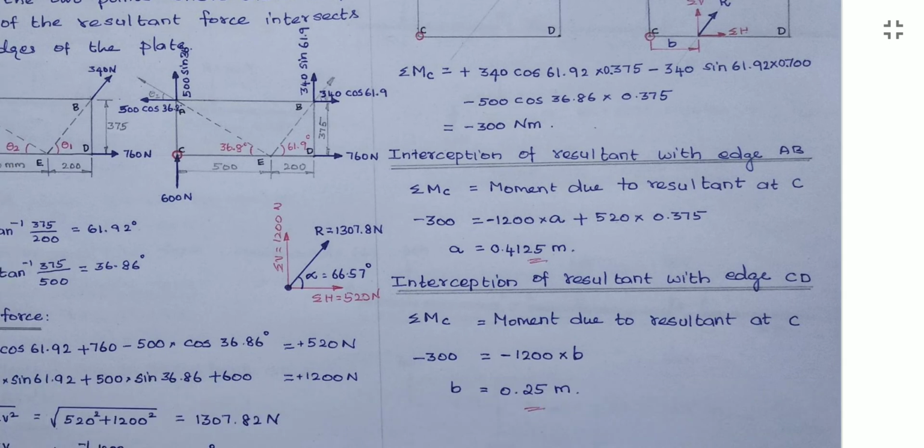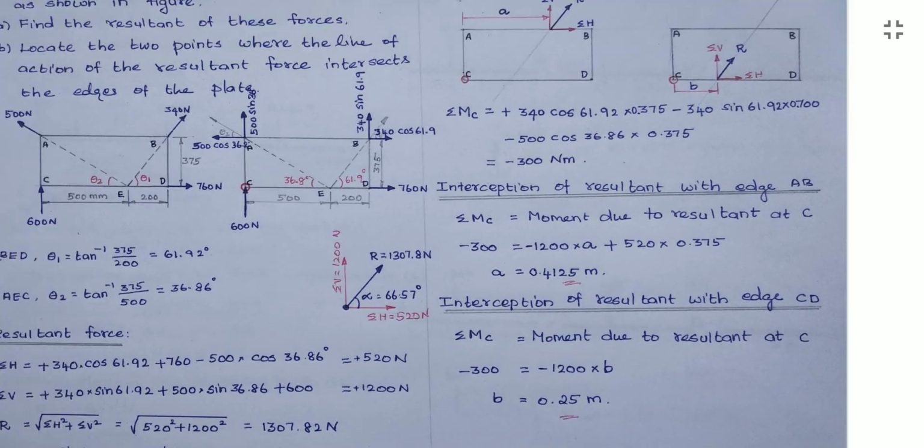So we located the force, and we found the intersection points along AB and CD. We found the values of A and B.